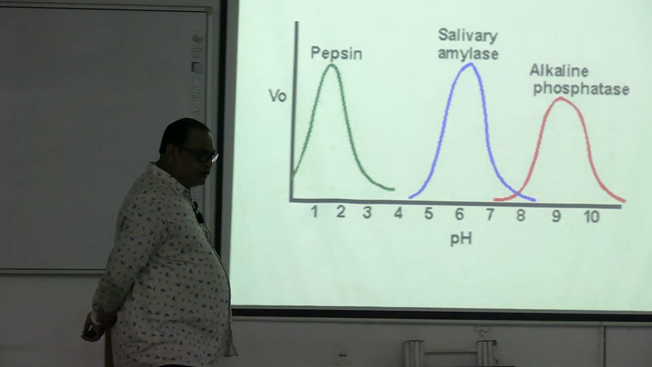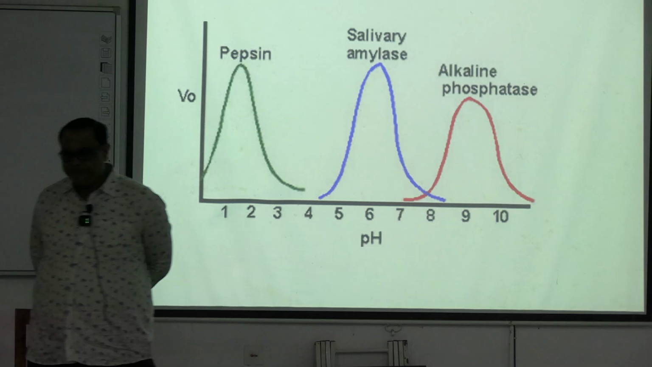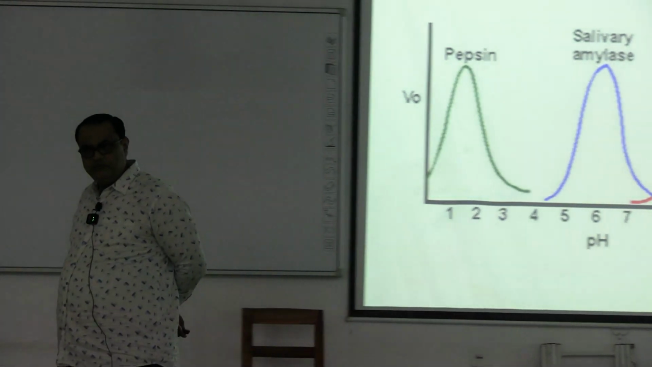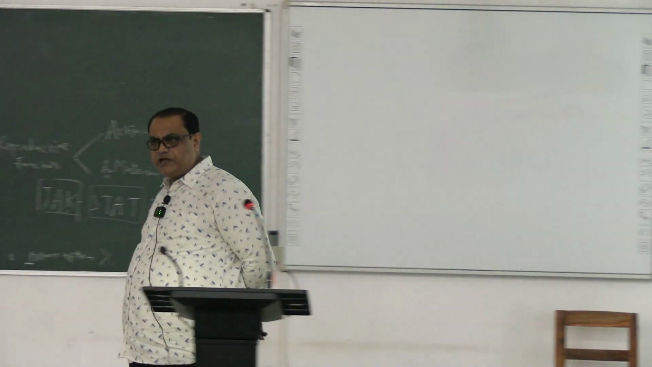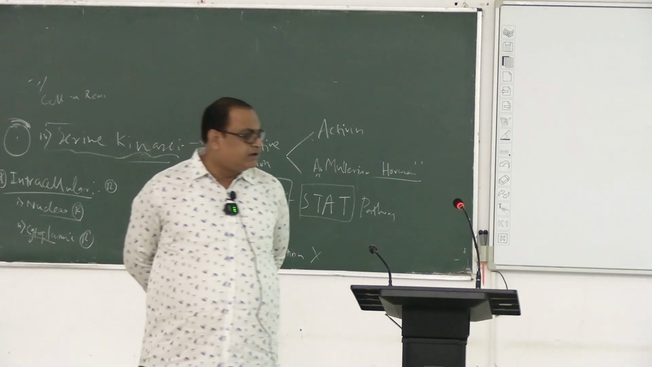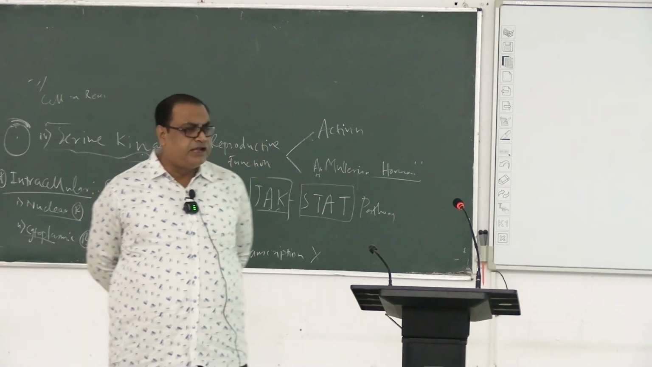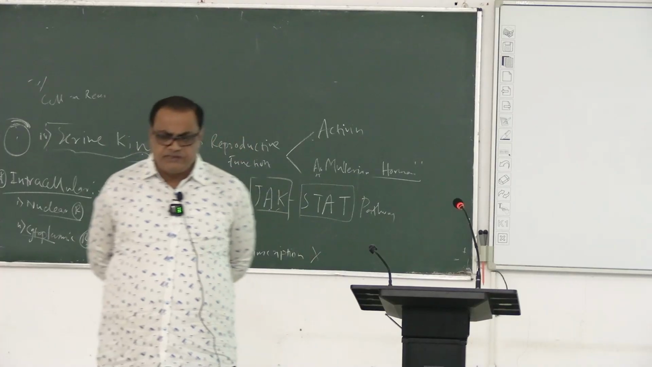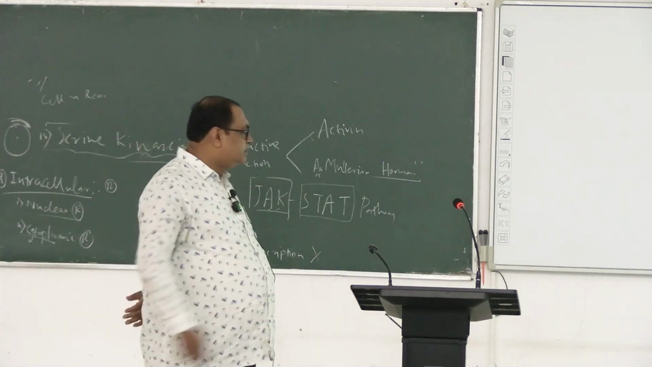Pepsin between 1 and 2, acid phosphatase between 4 and 5. Then salivary amylase around 8, 8.5, 8.6, it comes like that. Fine.